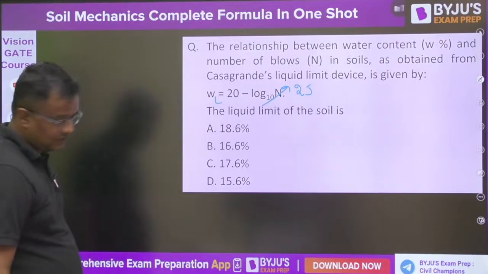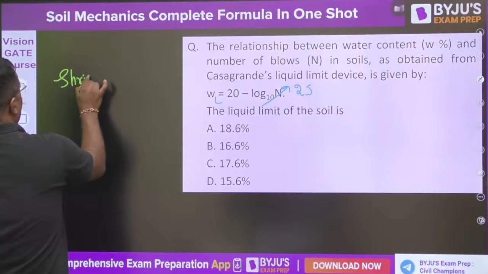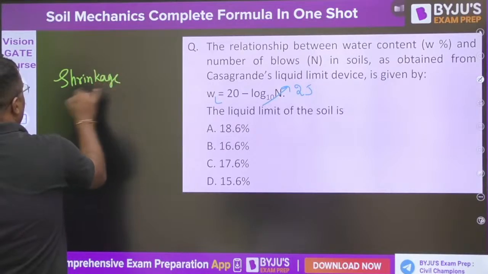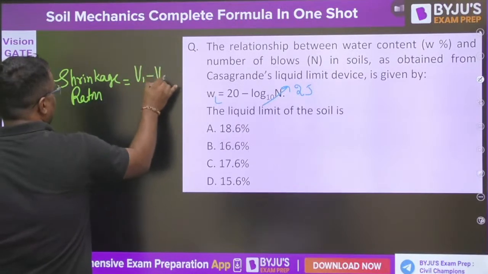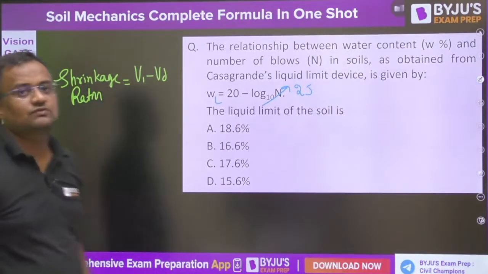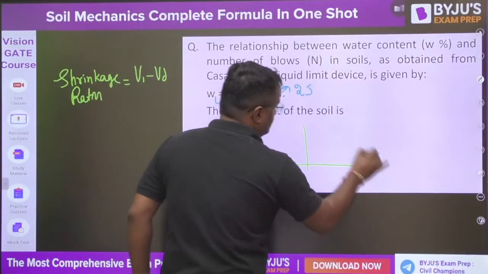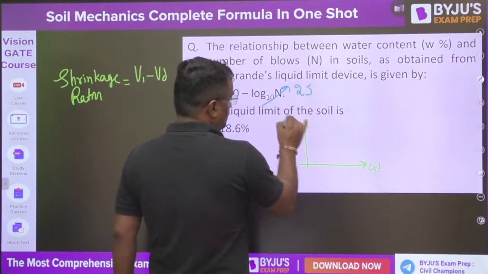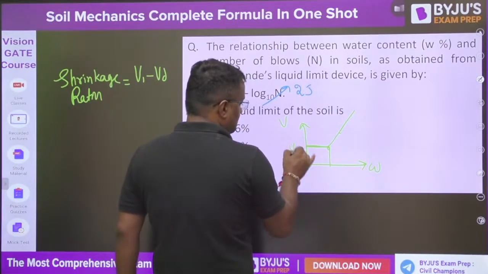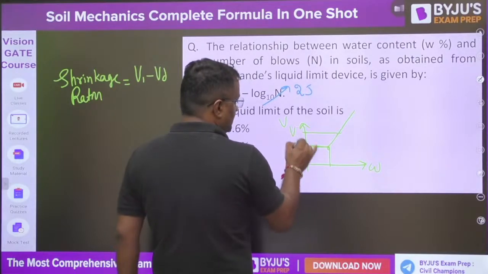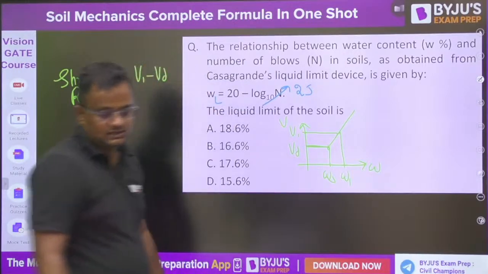That is, let me write it here, shrinkage ratio. Shrinkage ratio is V1 minus VD. Okay, guys, this V1 means this case here. This is W, and this is V. So it is like this, na? After the shrinkage limit the value increases. So this is VD, and somewhere here it is V1. This is the shrinkage limit, and somewhere here the water content is W1.